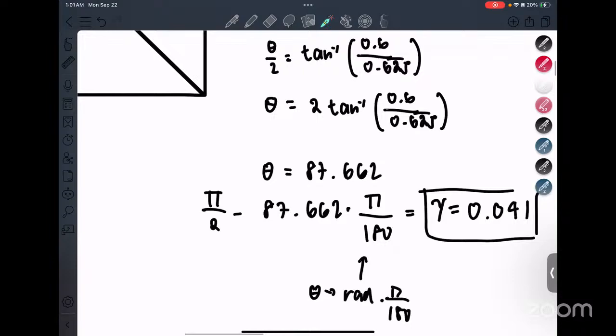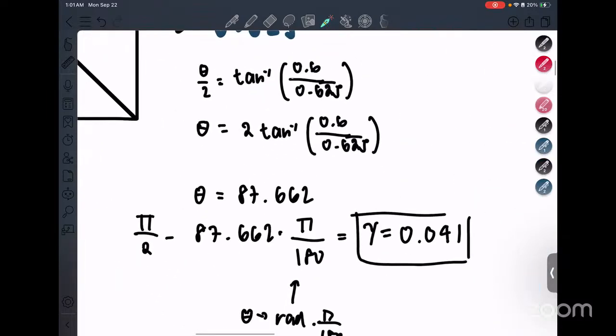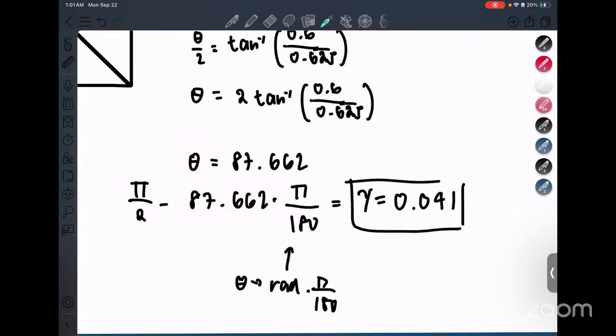And then you're not technically done after that point. You have to go back to pi over 2 minus theta, but this has to be in radians. So pi over 2 is the first term, just copy it. This is the theta that we found here. Then we convert it to radians using the conversion factor for degrees to radians, which is pi over 180. Subtracting that, you get gamma equals 0.041 radians.